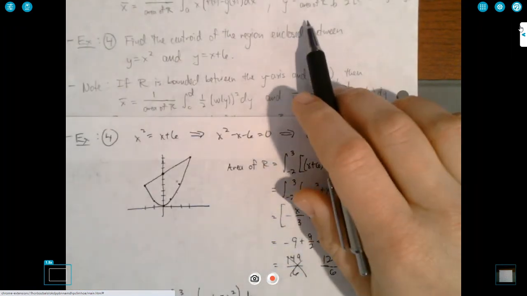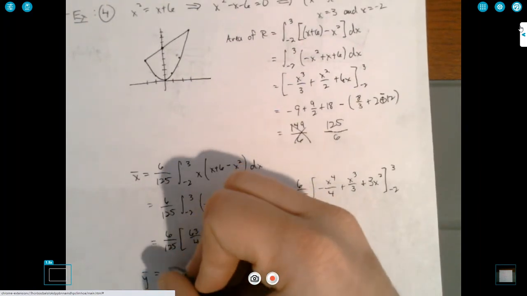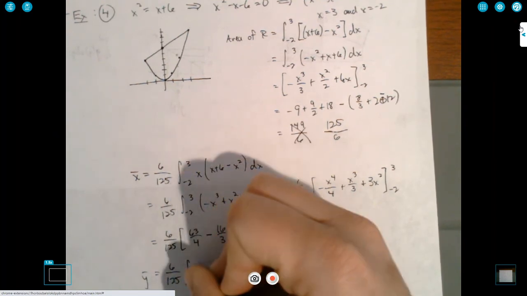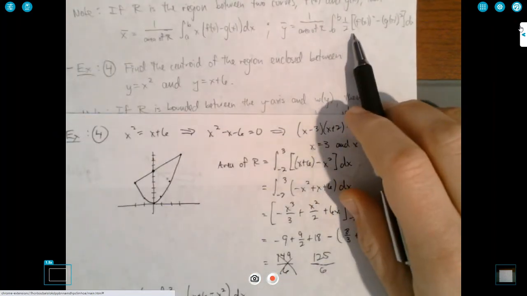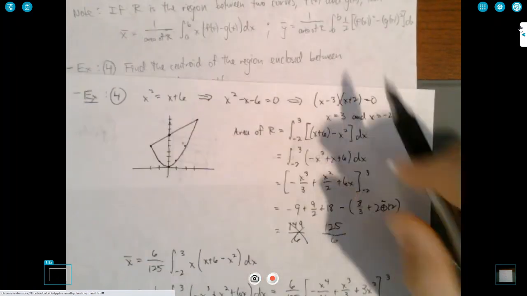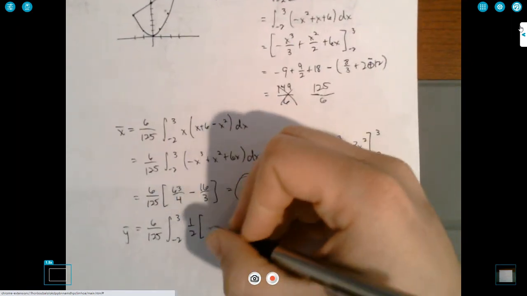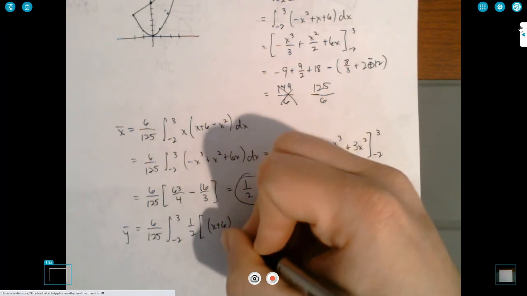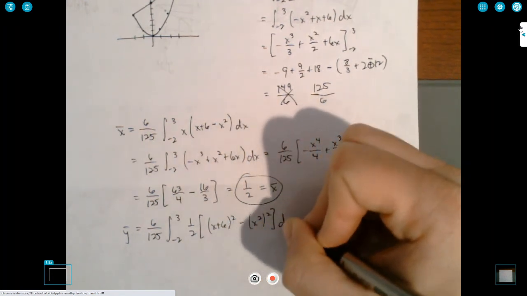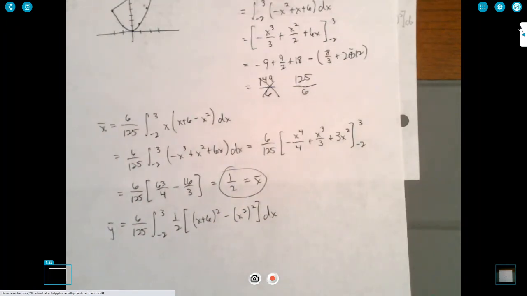Y bar is going to be 1 over area of r times the integral from a to b of 1/2 times f of x squared minus g of x squared. So again, that's top minus bottom. So f of x squared minus g of x squared. All right, so there's y bar. So let's do this thing.